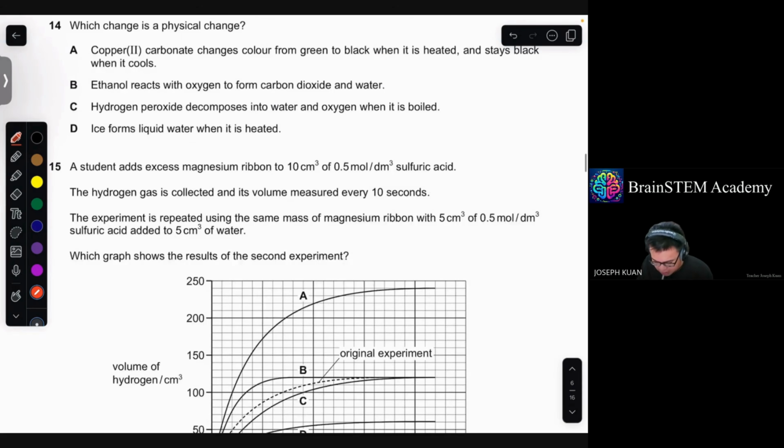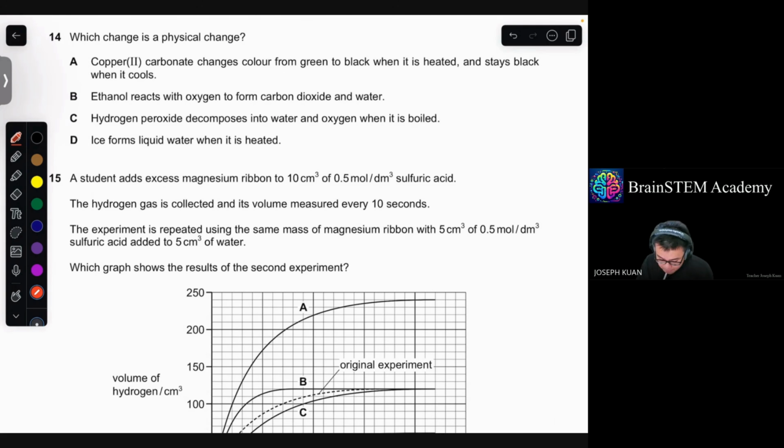Moving on, number 14. Which change is a physical change? A, copper carbonate changes color from green to black when it is heated and stays black when it cools. That is actually a chemical change, as the copper carbonate is green in color, but when it gets heated, it essentially decomposes to form copper 2 oxide and also carbon dioxide, and copper 2 oxide is actually black in color. So it's actually a chemical change. Okay, so A is not the answer.